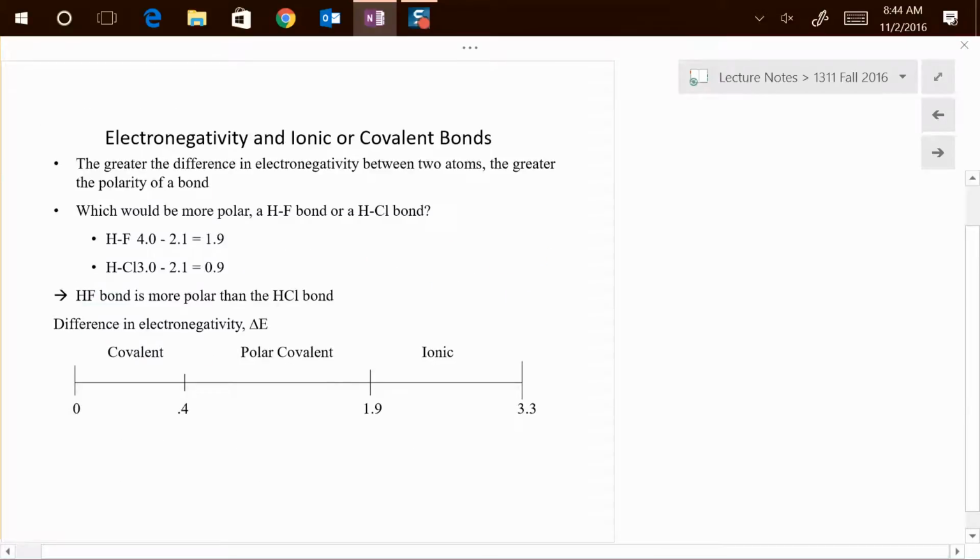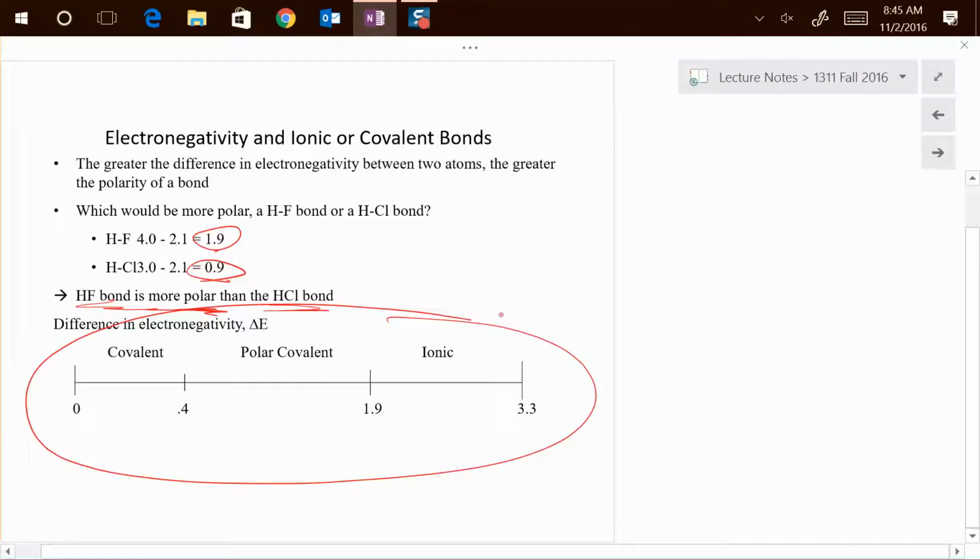Okay, here you go. HF 1.9, HCl 0.9. So HCl is definitely just polar covalent, but HF is getting really close to being ionic, based on its electronegativity. So we would say the HF bond is more polar than the HCl bond, because of the electronegativity differences between them. And this is a good little chart to show you where everything falls. Covalent, polar covalent, and then past this we become ionic.